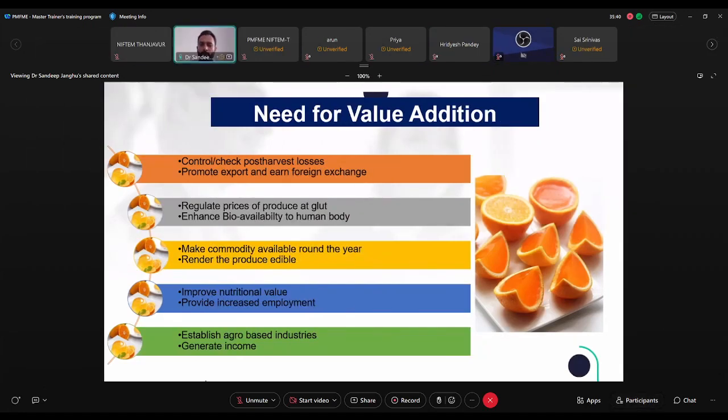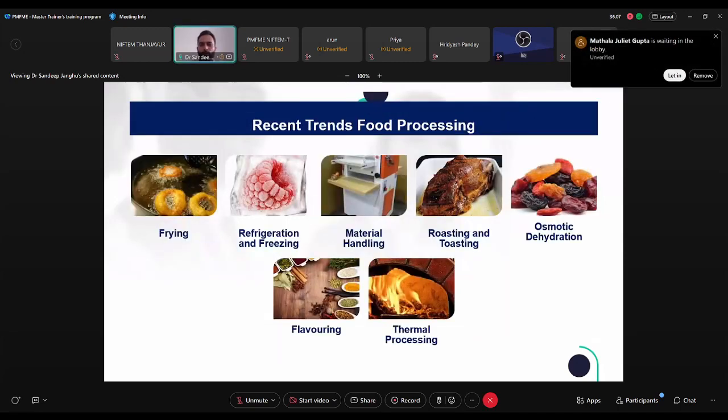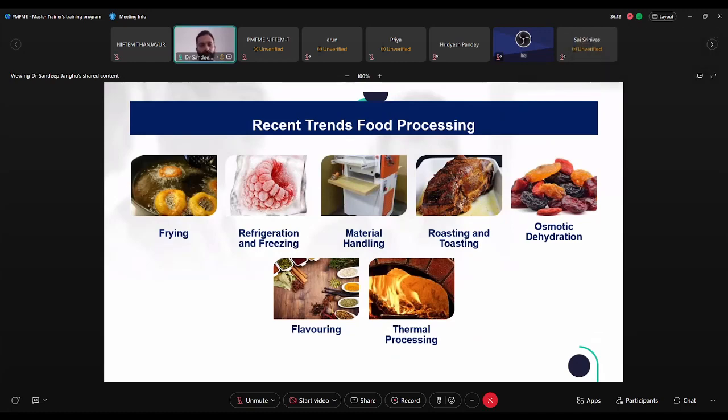As you know, most fresh commodities, mainly fruits and vegetables, are available for limited periods. They are seasonal, available for hardly a few weeks to a few months, and the nutritional requirement is throughout the year. So value addition will help us get those nutrients throughout the year. These are some of the reasons for which we do value addition, and the processes by which we do it are very important.